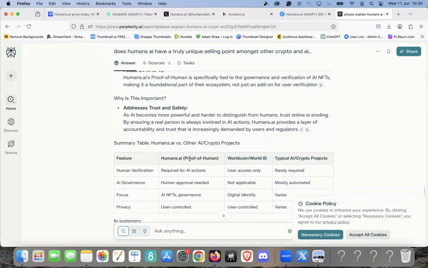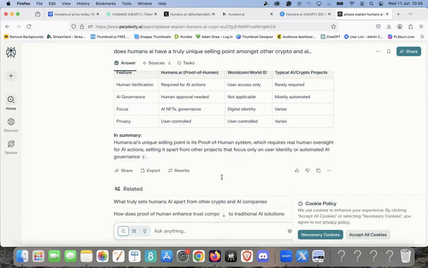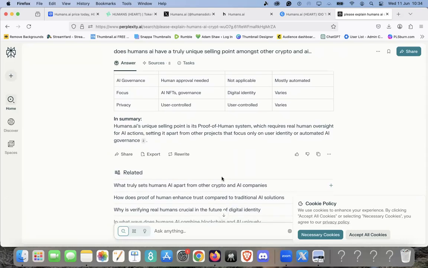So why is this important? As AI becomes more powerful and harder to distinguish from humans, trust online is eroding. By ensuring that a real person is always involved in AI actions, Humans AI provides a layer of accountability and trust that is increasingly demanded by users and regulators. So, in summary, Humans AI's unique selling point is its proof of human system, which requires real human oversight for AI actions, setting it apart from other projects that focus on user identity or automated AI governance.